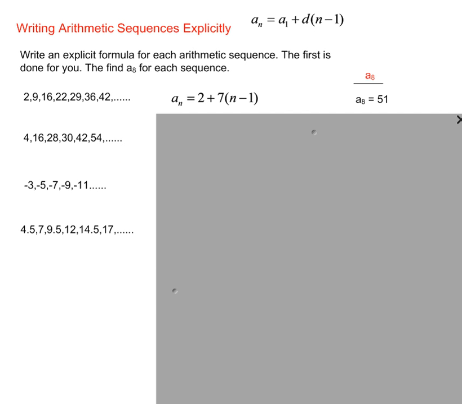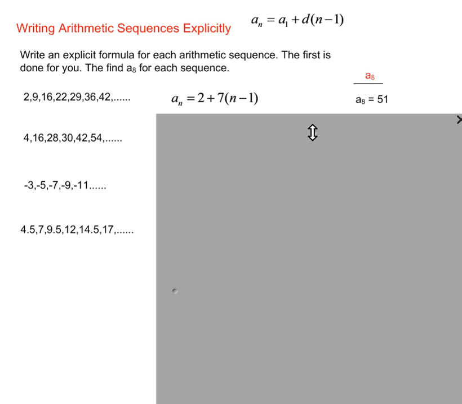Let's write these arithmetic sequences explicitly. Here's the formula up here. The first one has been done for you. So to write this sequence explicitly, a sub 1 we can see is equal to 2. It's going up by 7 each time. So a sub n is equal to 2 plus 7 times n minus 1. I'd also like you to find a sub 8. And when you plug 8 into this expression, you will get a sub 8 is equal to 51. Pause this video and do the remaining ones, and then we'll come back to this.